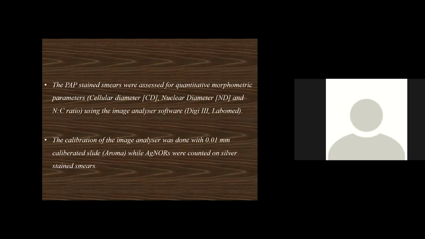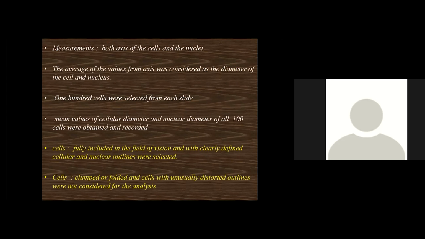Okay, so PAP stained smears were used to assess the quantitative morphometric parameters such as cellular diameter, nuclear diameter, and nuclear cytoplasmic ratio. And for this, we used image analyzer software. The calibration of the image analyzer was done with a 0.01 millimeter calibrated slide. And AgNORs were counted from the silver slides.